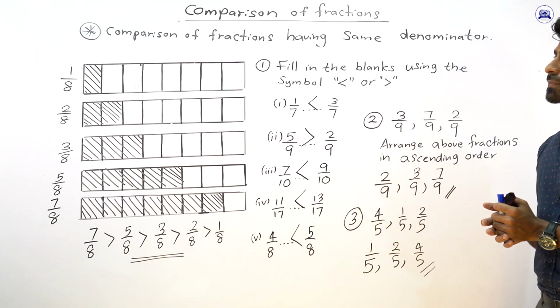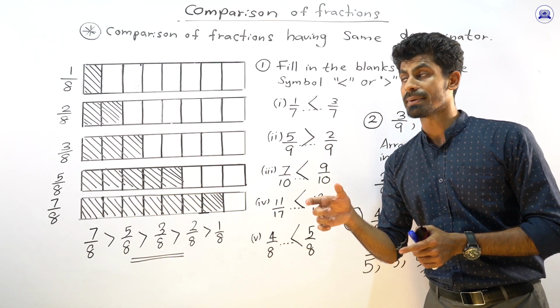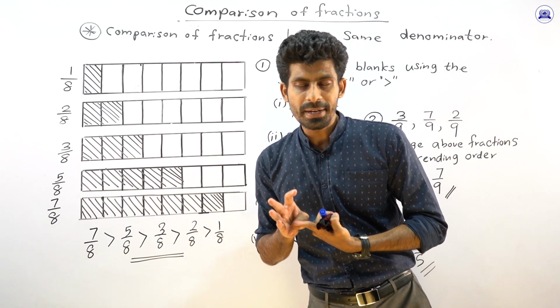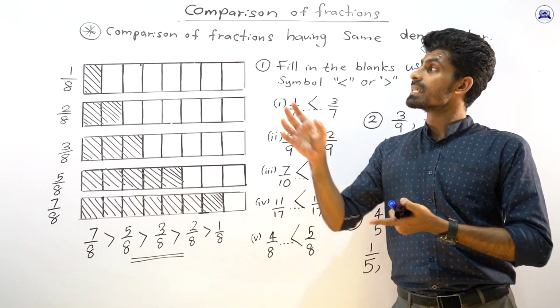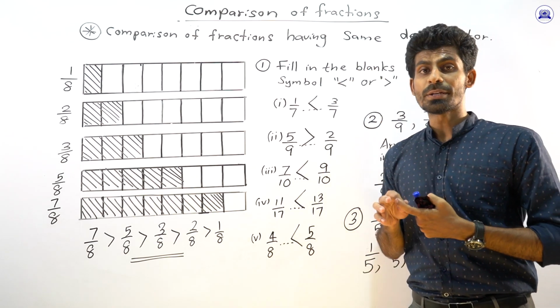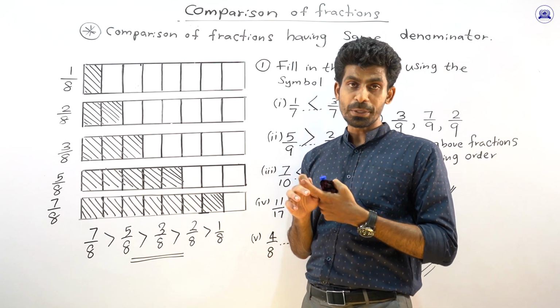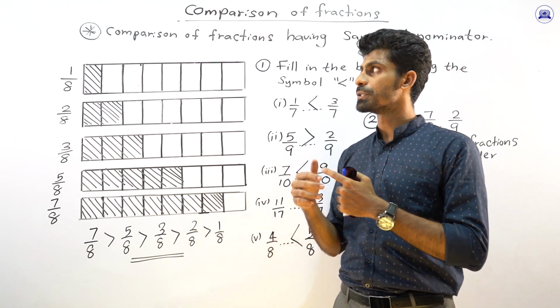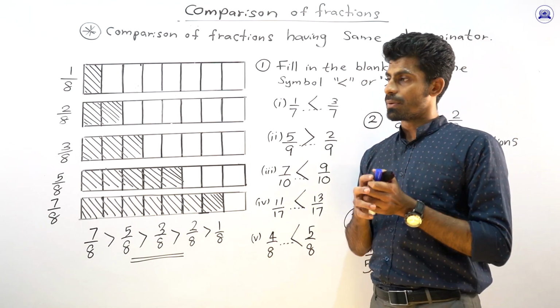So, comparison of fractions. Now you can clearly see that. So how will the comparing be done? Comparison between unit fractions, and comparison between fractions having the same numerator or the same denominator. So let's move to the next part, right?